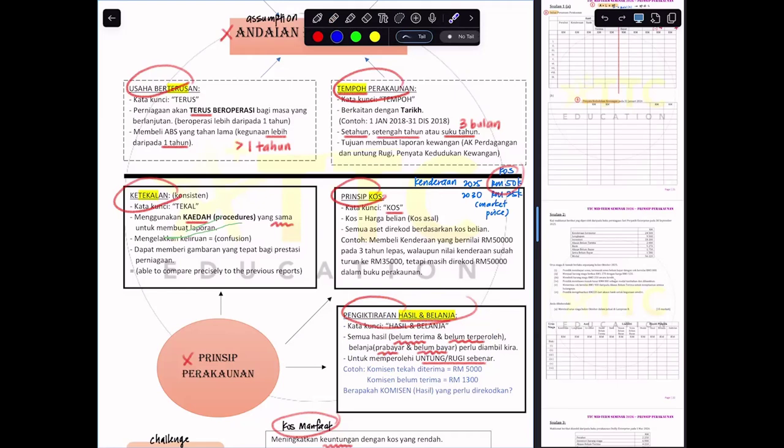Then what is meant by this pengiktirafan hasil dan belanja? Let's say I incur rental fee. I should pay 12 months, which is 1 year of rental fee in a year, right? But let's say I delay my payment. I should pay up to December this year, but I delay my payment for December into next year.